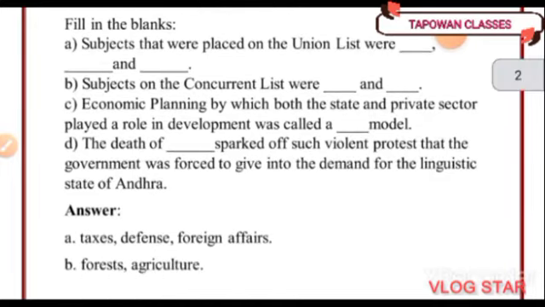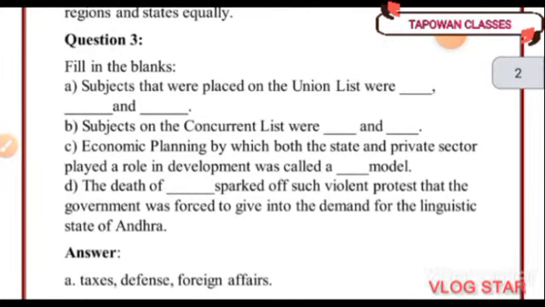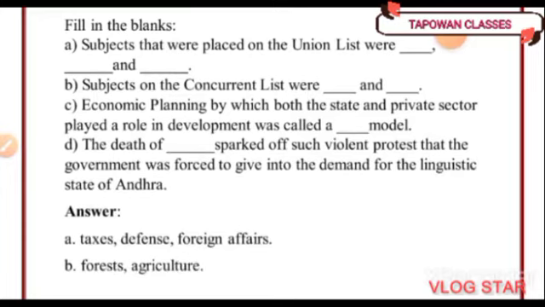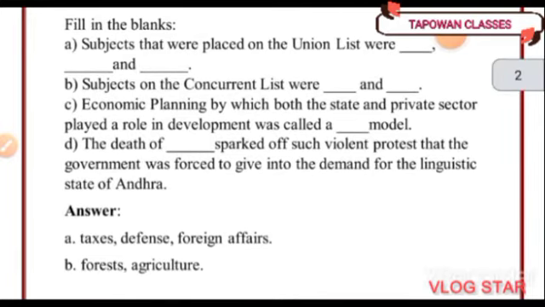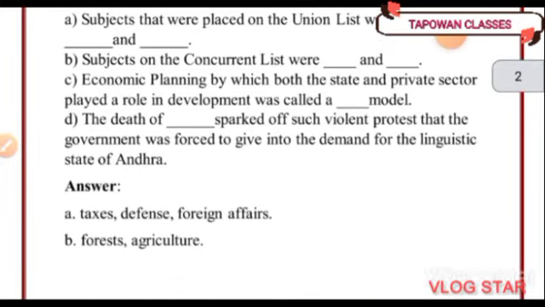Subjects that were placed on the Union List were: first, taxes, defense and foreign affairs. The answer will be: the Union List were taxes, defense and foreign affairs. Second question, subjects on the concurrent list were. The answer will be: subjects on the concurrent list were forest and agriculture.